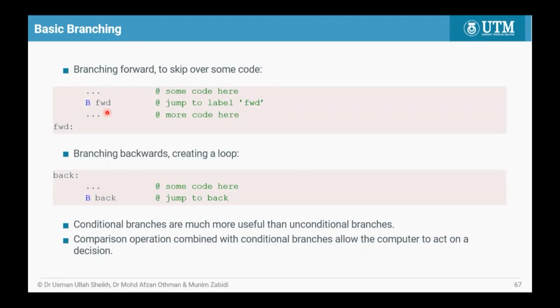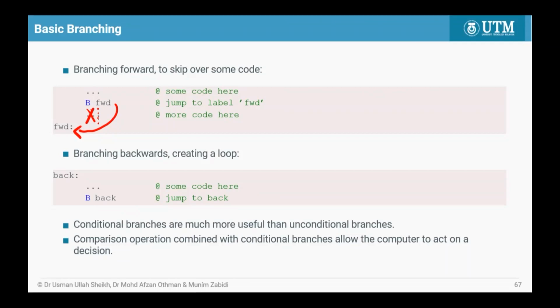Okay, so there are two types of branching. One is branching forward, and the second one is branching backward. What is branching forward and what is branching backward? For branching forward, you will skip some of the code after this instruction. Some of the instructions after this branch instruction will be ignored or skipped. Why? Because you put something like B FWD. It will go to this location and never do the instructions after this B FWD instruction. It will directly skip all the instructions after this.